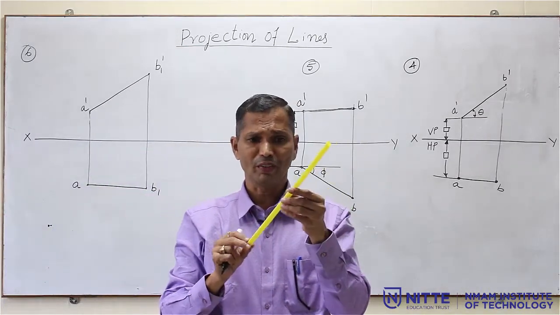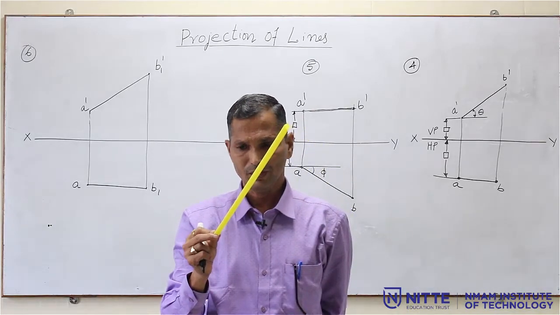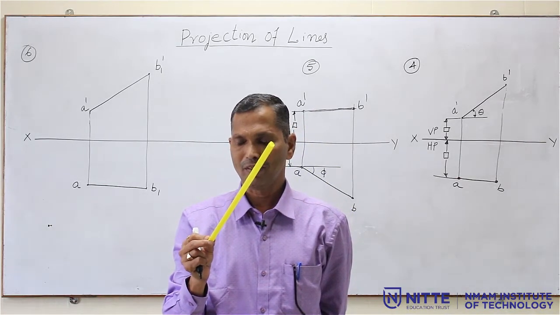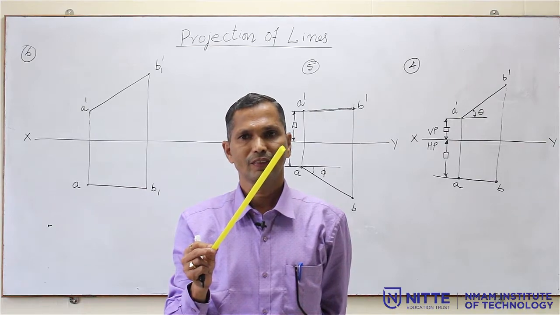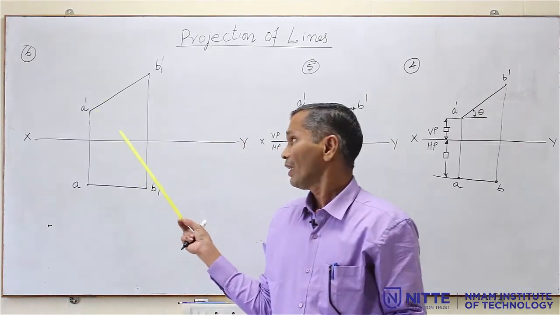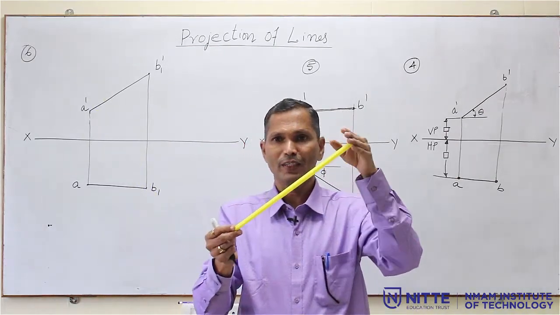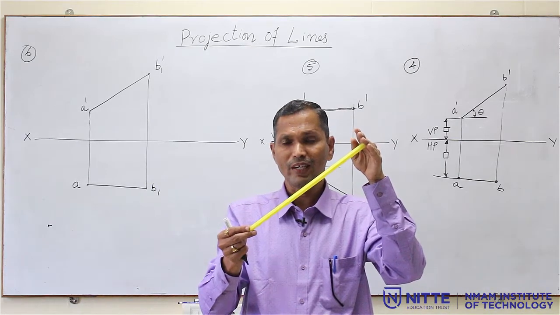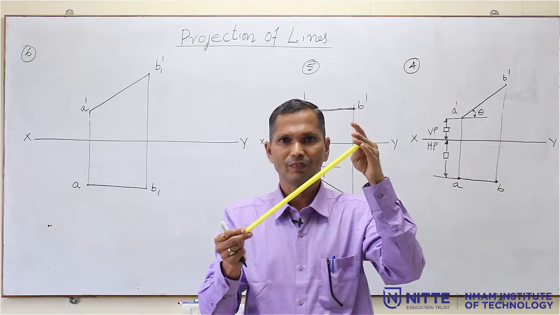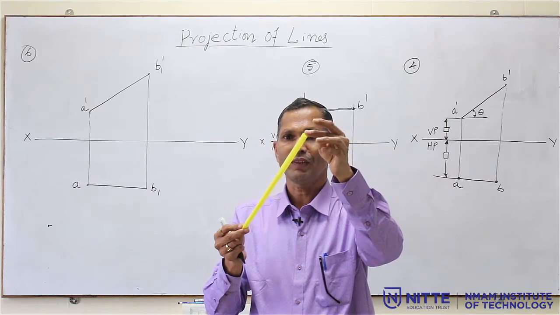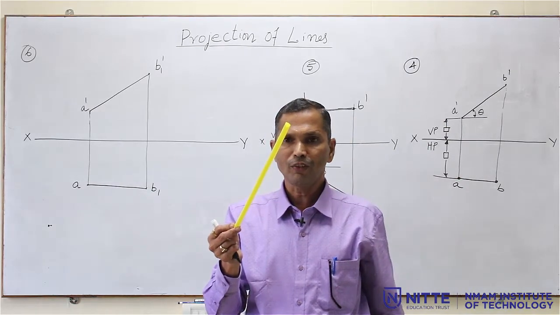Now once again come back to the original point, inclined to both HP and VP, like this. How have I drawn it? Just by manipulation. Why? Only to get the solution. Now I will come back to the original position. I will give one more manipulation.